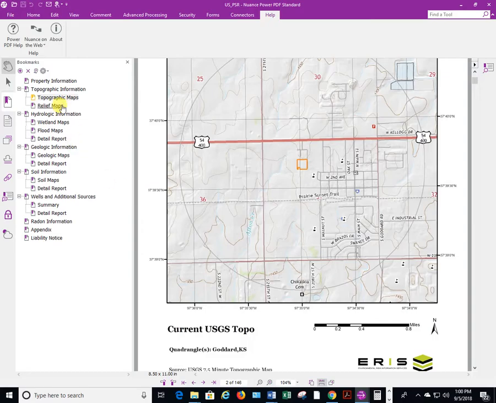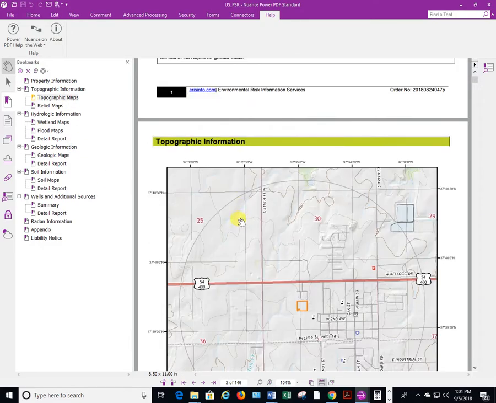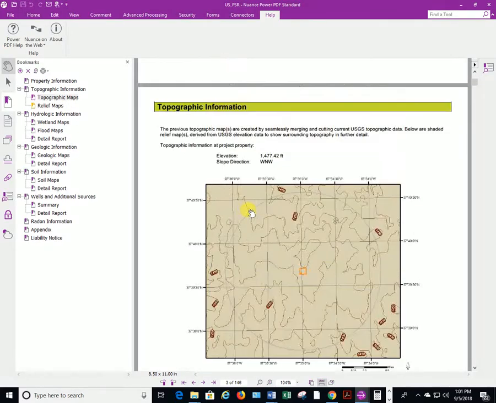Okay. How do I find that? I'm looking on this report, and the next page here gives me the elevation. It's approximately at 1477. Okay, always use that number to find your upper and lower.